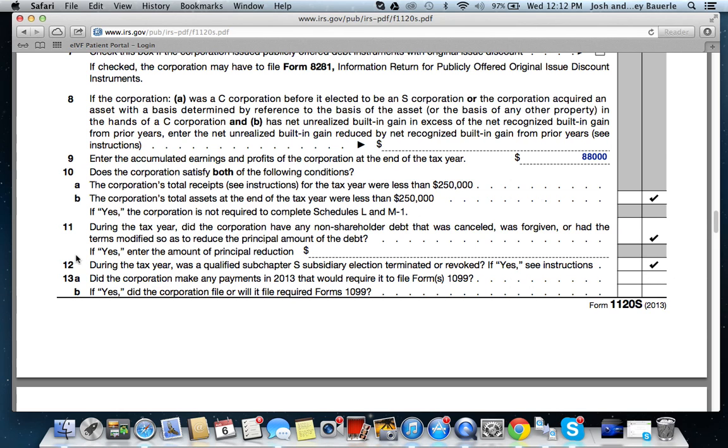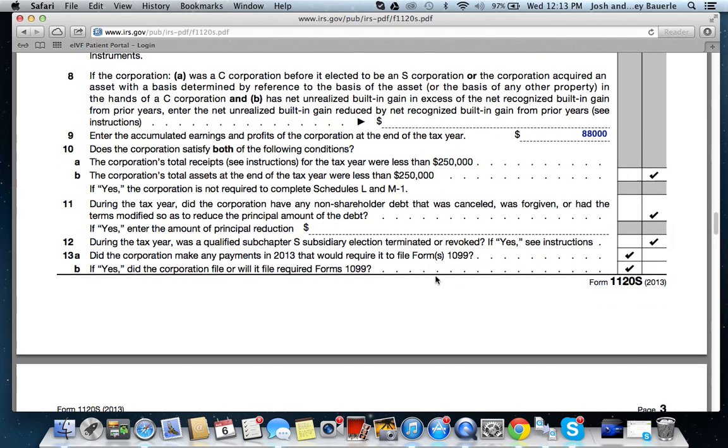13A, did the corporation make any payments in 2013 that would require it to file Form 1099? So did you have any independent contractors that you paid $600 or more to? If the answer to that is yes, you click yes here. Now if the answer to 13A is yes, the answer to 13B should be yes. So all they're saying here is if you were required to file them, did you? Okay, so please don't click yes above and then click no here. You're just pretty much guaranteeing yourself a penalty. If you need to file 1099s, file them. If you don't, click no here.